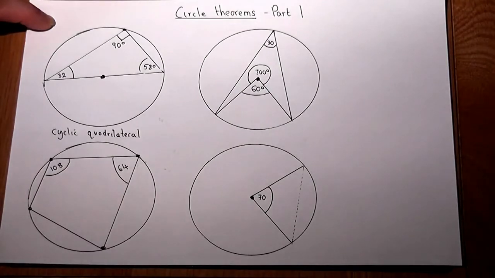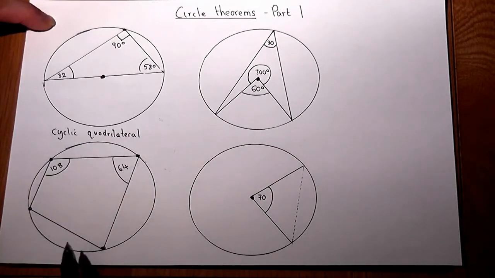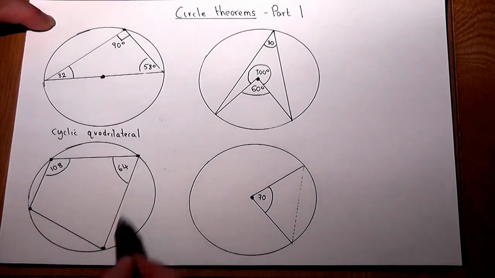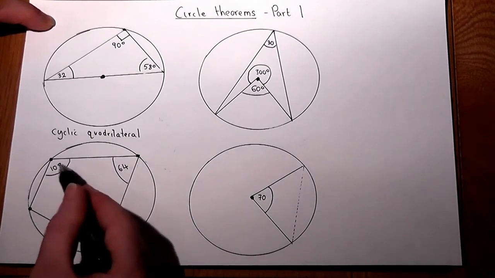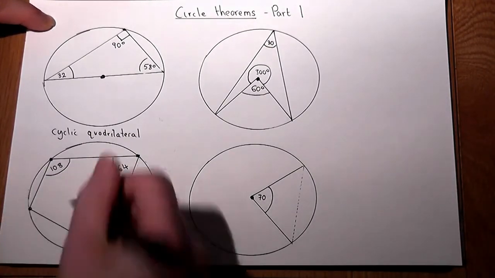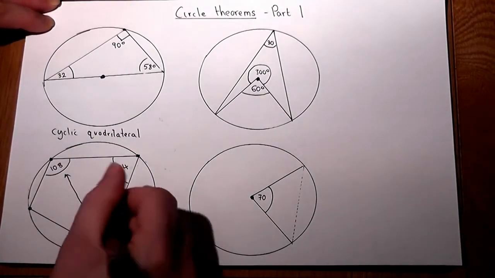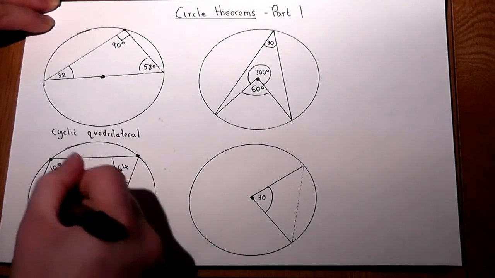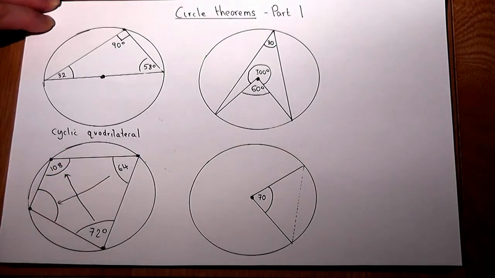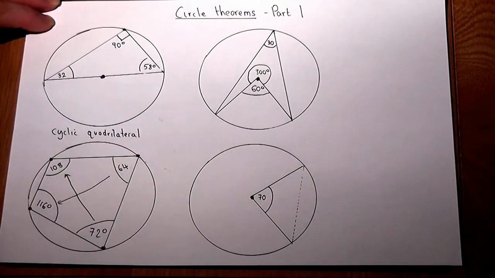Now this states that opposite angles in a cyclic quadrilateral, i.e. a 4-sided shape where the vertices touch the circumference, these angles add up to 180 when they're opposite. So that angle there and the one opposite add to 180. So that must be 72 degrees. Similarly, these angles will also add up to 180. So therefore that must be 116 degrees.